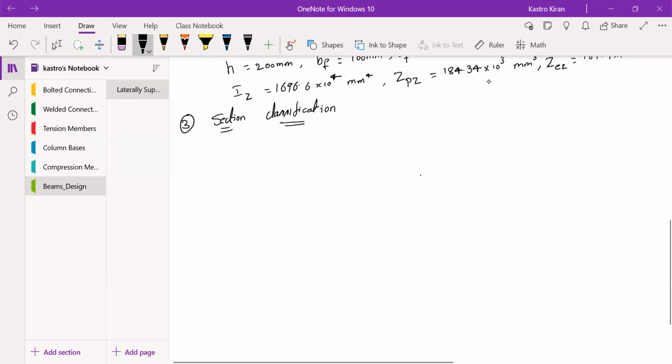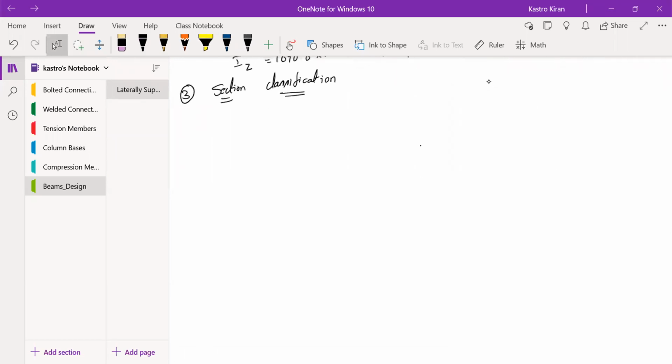So how do you do the section classification? It depends on B by TF and D by TW conditions. Remember, these are the fixed conditions. So you have to solve for B by TF, and you also have to solve for D by TW. B by TF should be less than 9.4 epsilon, and D by TW should be less than 84 epsilon.